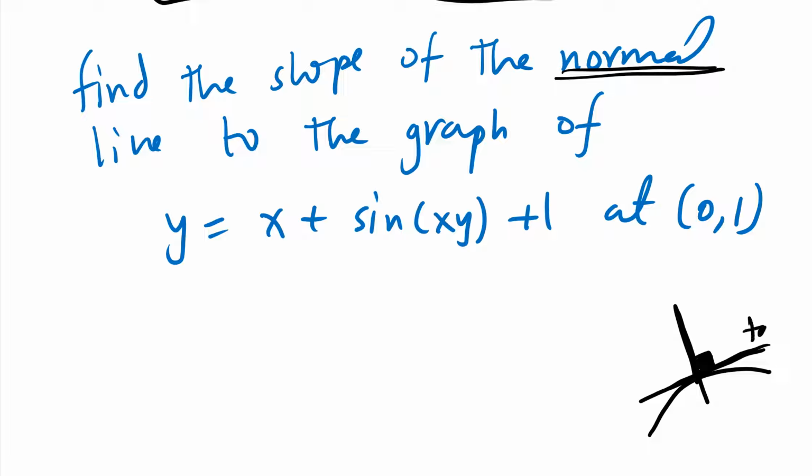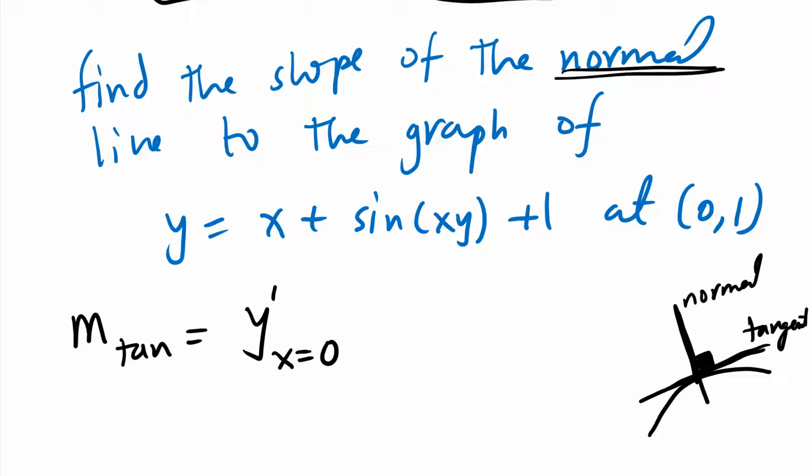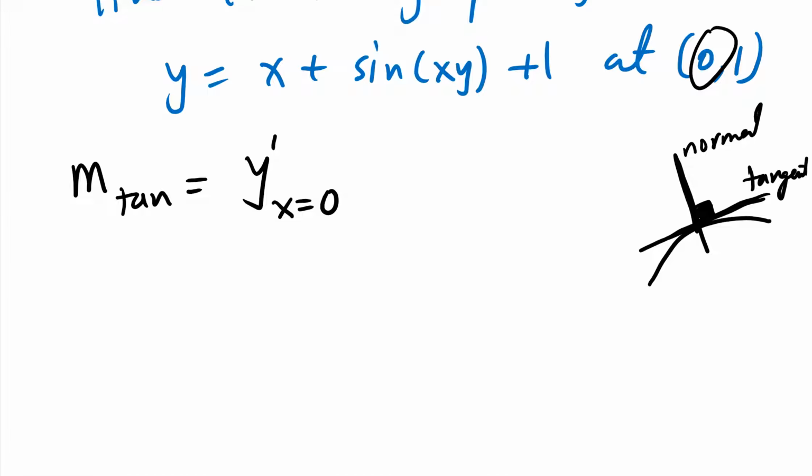So this is tangent and this is normal. So we need to find the slope of the tangent line. The slope of the tangent line is the derivative at that point. So m of the tangent line is y prime at x equals 0. So what do we need to do first? Find y prime. So we can take that, differentiate both sides.